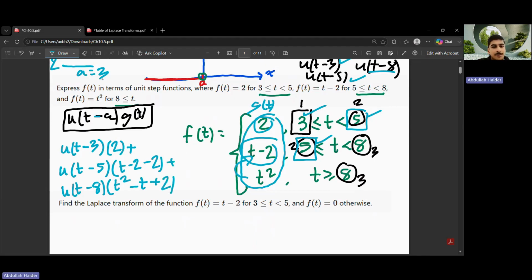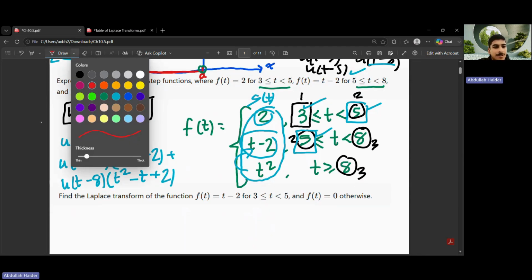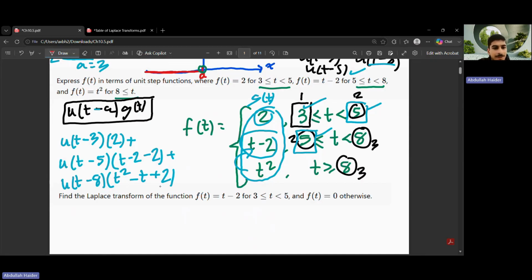And this is your expression. This is literally your expression. So if you want to write the final answer, it will be 2u(t minus 3) plus u(t minus 5)(t minus 4) plus u(t minus 8)(t squared minus t plus 2). This is your final answer, final expression.